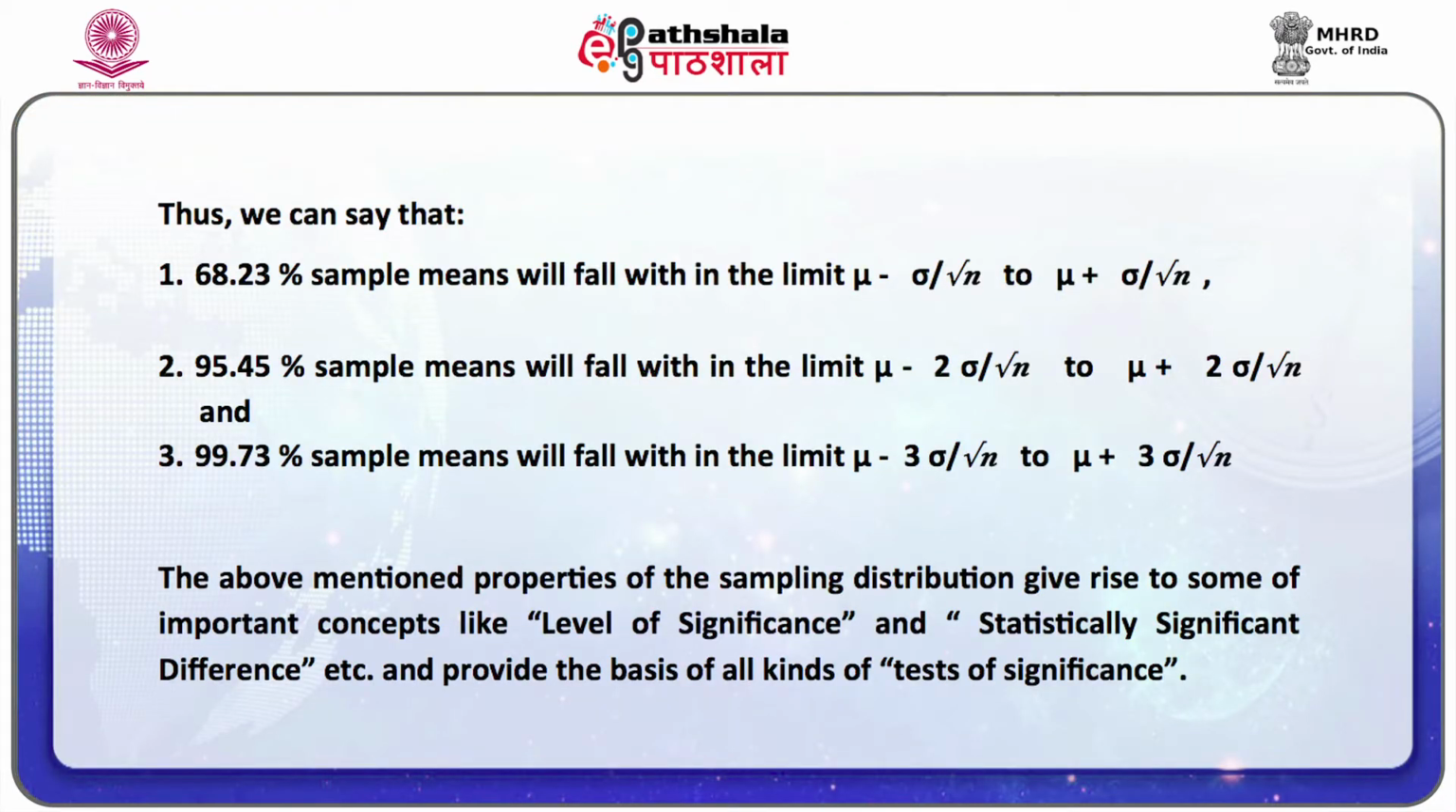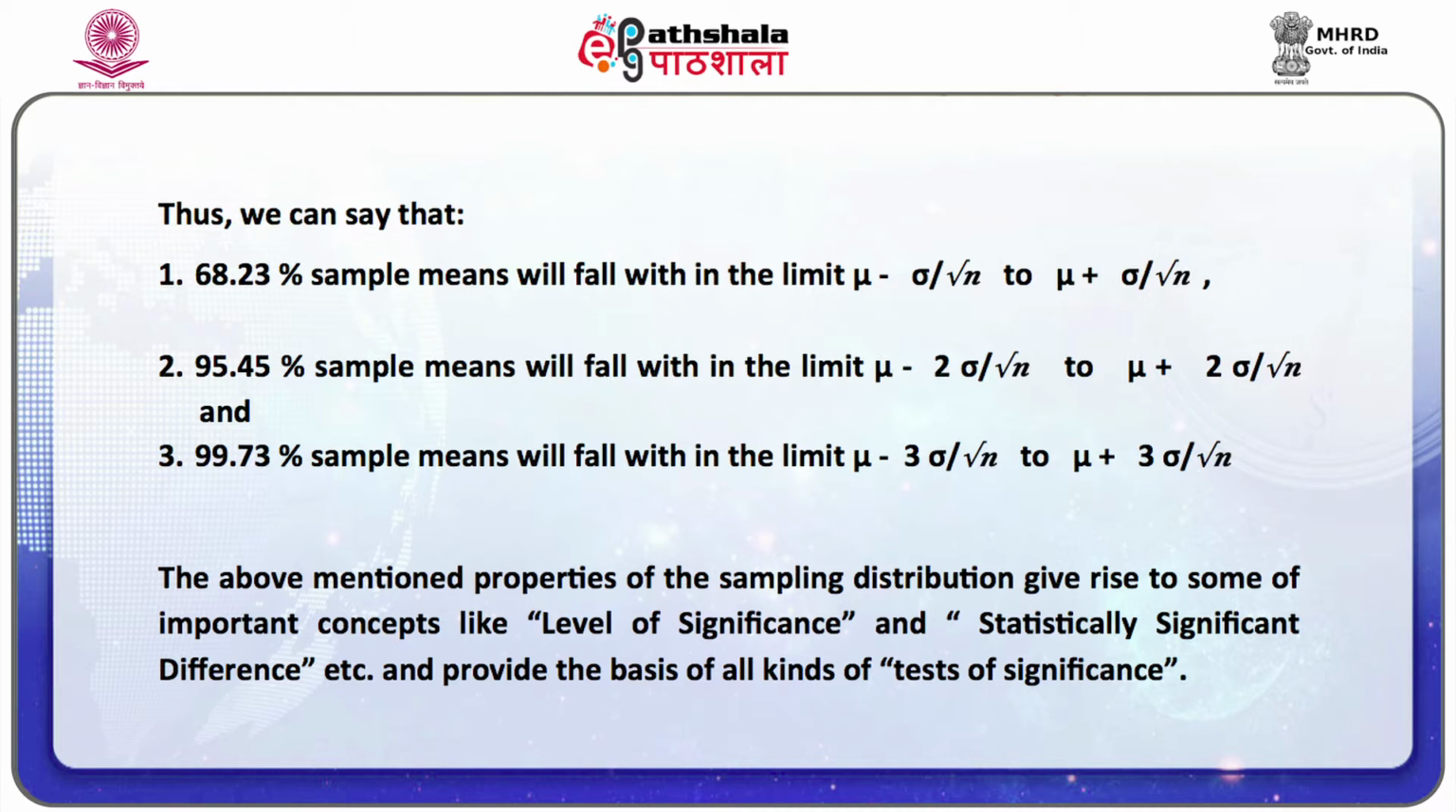Thus, we can say that 68.3% of the sample means will fall within the limit of mu minus sigma upon root n to mu plus sigma upon root n. 68.3 is the property of the normal distribution.